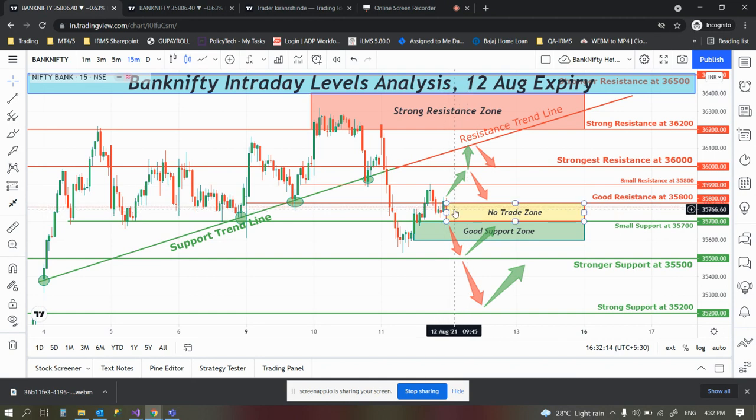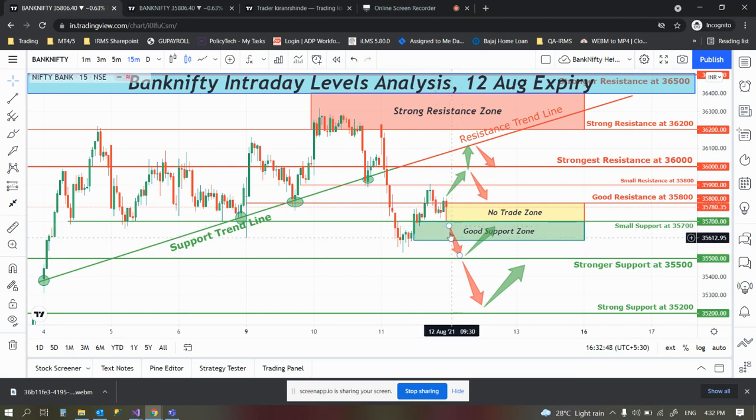If market opens flat around this particular level in the no trade zone, do not enter into the trade. Tomorrow being the expiry, the premium will decay much faster than usual days. Let it show the move and then take the trade. So I have marked this arrow for a downfall, so enter into the trade only if this level is broken, 35,700. Okay, for the safer side you can enter into the trade when it crosses 35,670.